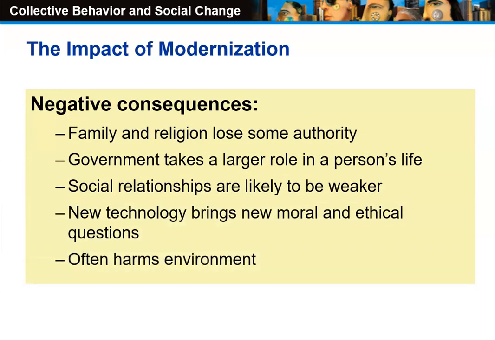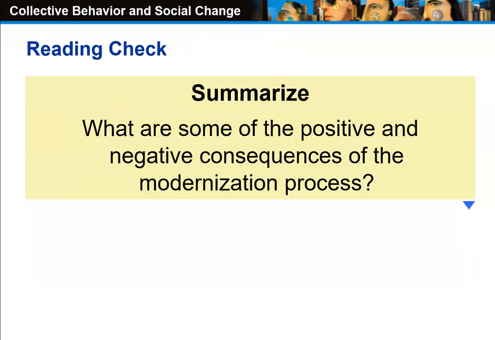The negative consequences of modernization, however, are family and religion often lose much of their authority. The government takes a larger role in a person's life. Social relationships are likely to be weaker. And new technology brings new moral and ethical questions. It often harms the environment.